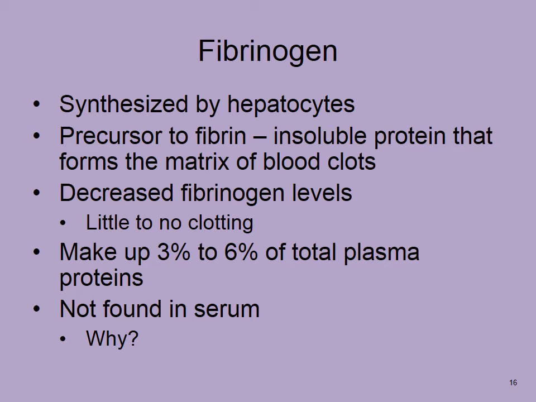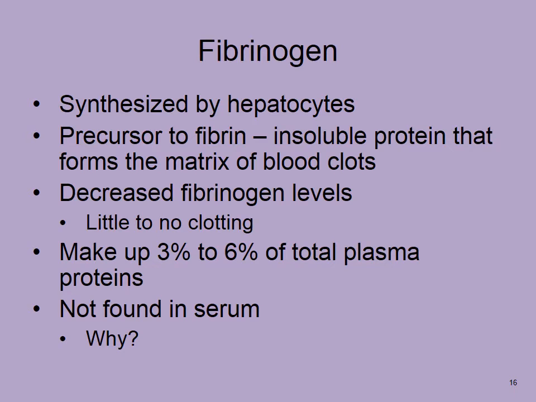Fibrinogen, I've mentioned, is synthesized by hepatocytes. It's a precursor to fibrin, and that's an insoluble protein that forms the matrix of the blood clots. Very important, you can't form a blood clot without it. So if you have decreased fibrinogens, you don't get clotting, or at least you don't get much clotting. Fibrinogen makes up about 3 to 6% of the total plasma protein. It's not found in serum.